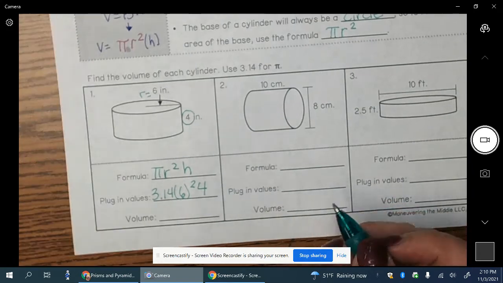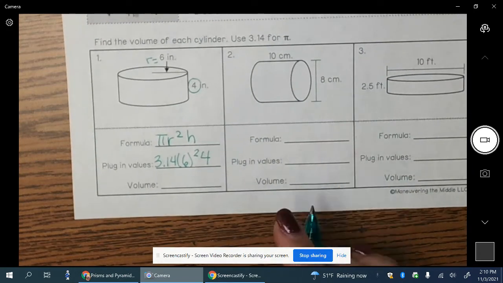Okay? Once you plug it into your calculator, show a neighbor and see if you got the same thing. Because we really need to be practicing using the calculators.